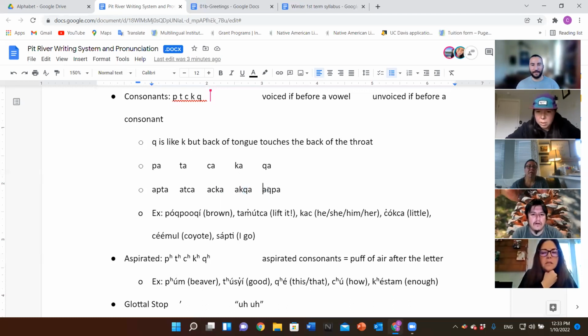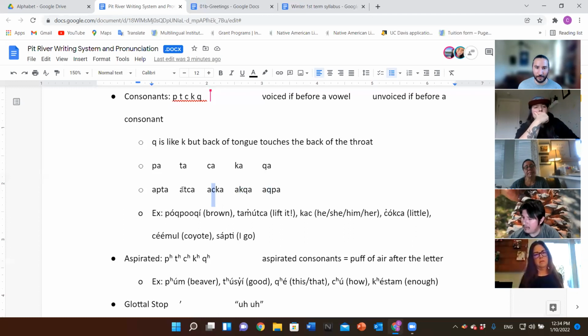And then here with the Q, it's pa, sorry, ba. All right, so that's unvoiced, right? The first consonant in these little syllable things is unvoiced because your vocal cords stop vibrating when you make that sound.